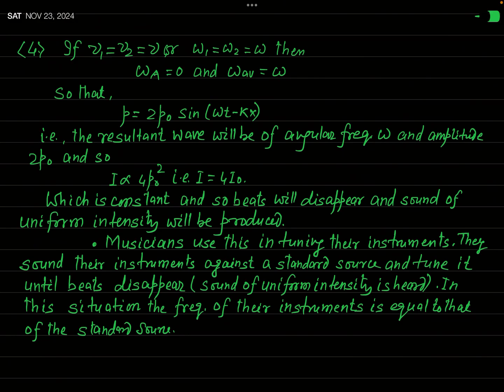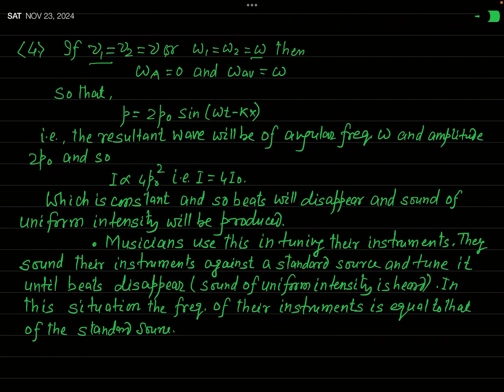Now finally, I have told you that when nu1 is equal to nu2, or omega 1 is equal to omega 2, then you have seen that the beat frequency will be 0, and I have told you that in that condition no beats will be produced. Now I am explaining that fact.